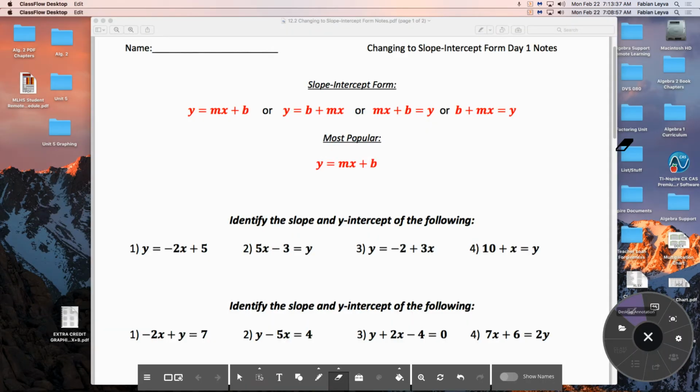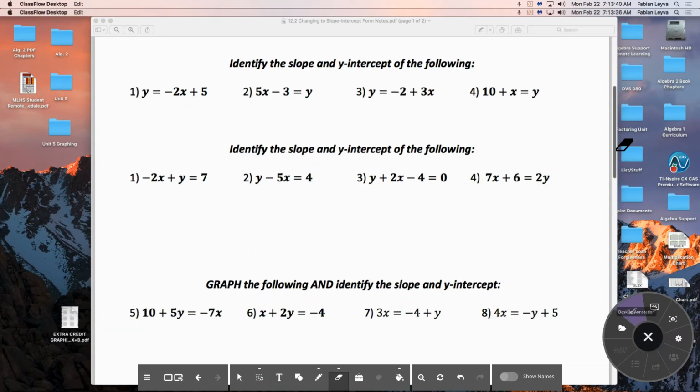So what I'm doing here is pretty much identifying if you know how to identify the slope and the y-intercept. Remember, whenever I tell you slope and y-intercept, what I'm really telling you to think is, do I have an equation in slope-intercept form? Let's look at number one. If I were to draw a line down my equal sign and circle my y, is your y by itself? And the answer is yes, it's by itself.